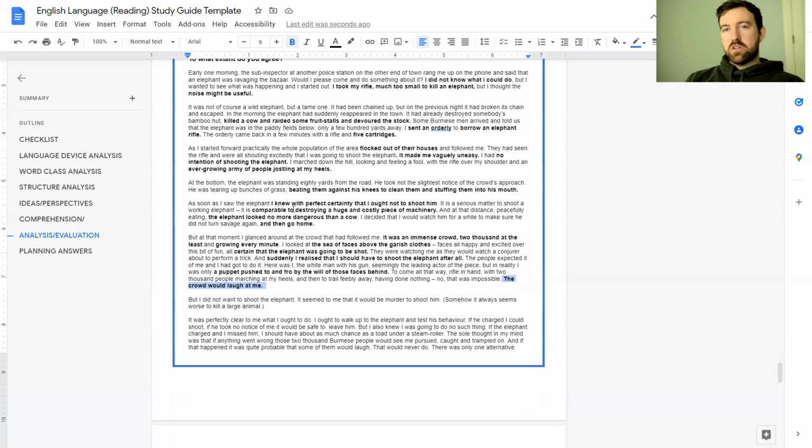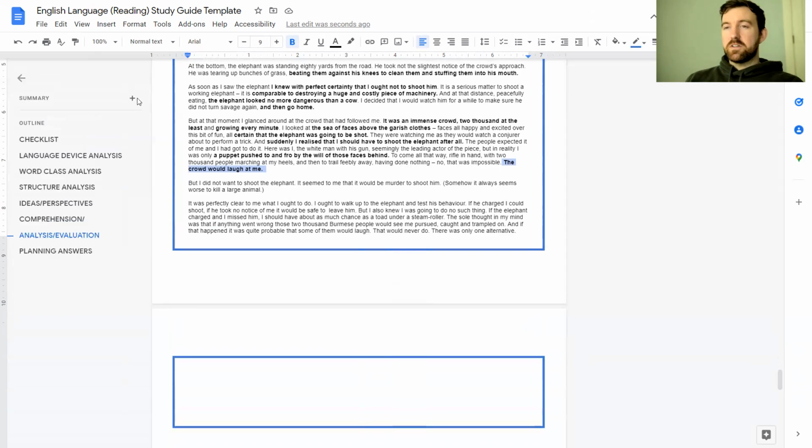So the fact the crowd would laugh at him, reputation was everything to the British Empire at this point. They had to put on this front of strength. So he's scared, basically, to be laughed at. But it's also maybe his own pride. Is this him being bullied, or is this really his own stuff going on? I personally think it's more his stuff.